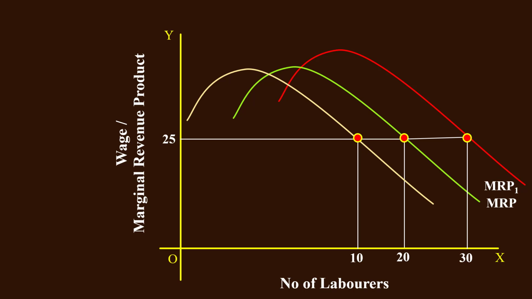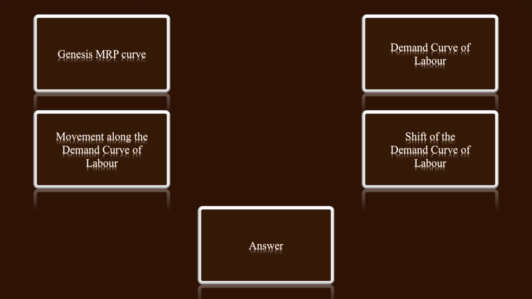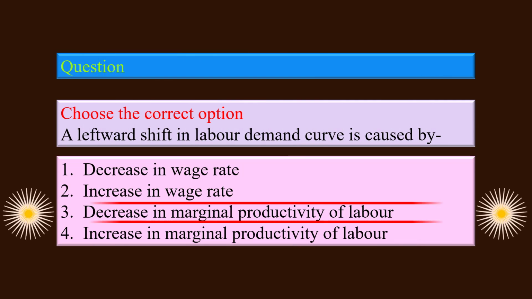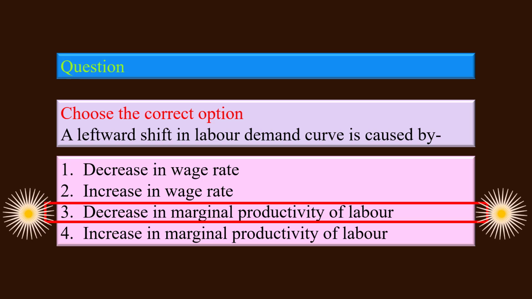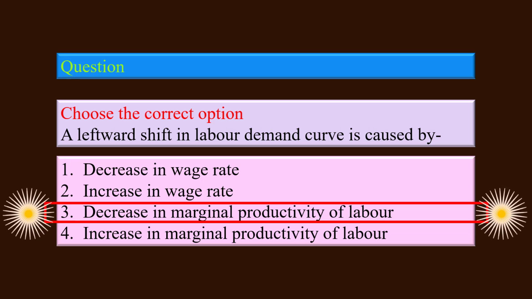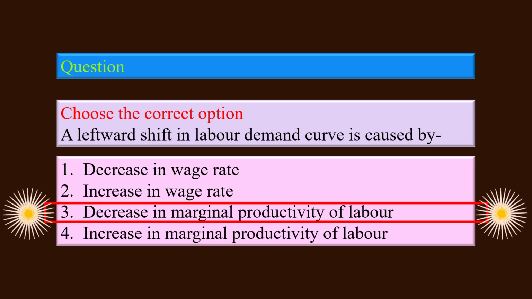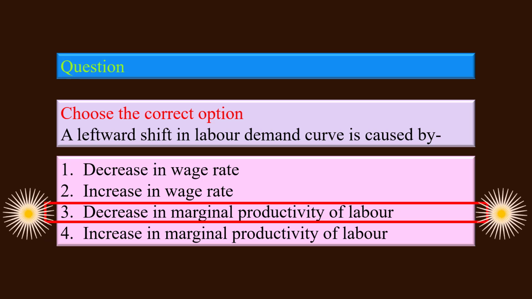Based on the knowledge we have gained so far, let us try to find the answer for the given question. The answer is option 3. A leftward shift in the demand curve of labor is caused by a decrease in the marginal productivity of labor. Before we end this lesson, try to answer these questions by pressing the pause button.